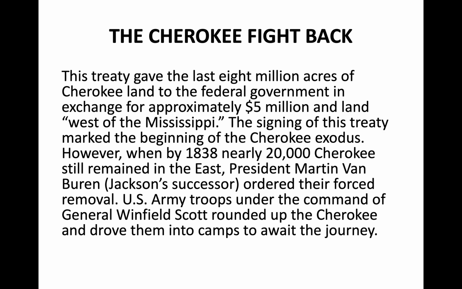All right, the treaty gave the last 8 million acres of Cherokee land to the federal government in exchange for approximately $5 million in land west of the Mississippi. And the signing of the treaty marked the beginning of the Cherokee exodus. However, by 1838, nearly 20,000 Cherokee still remained in the East. President Martin Van Buren, Jackson's successor, so he's going to be the 8th president, ordered their forced removal.